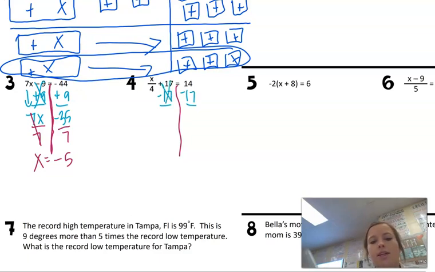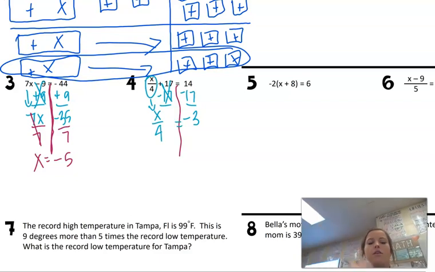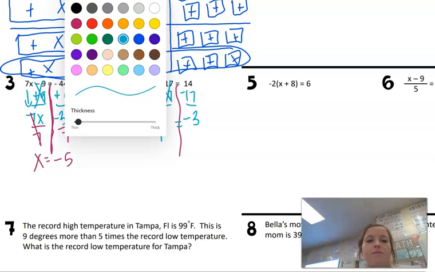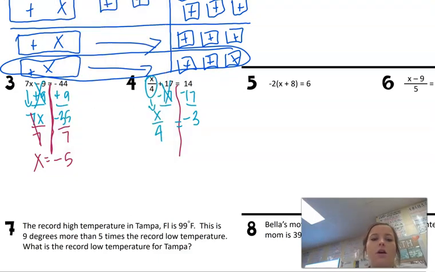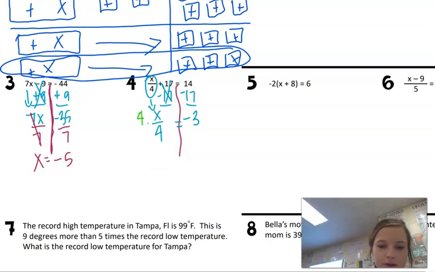Positive 17 minus 17 gives us 0. 14 minus 17 gives us negative 3. We bring down our x over 4 because we haven't done anything with it. So now we have x over 4 equals negative 3. So now we have to do the opposite. So the opposite of dividing by 4 is multiplying both sides by 4, or 4 over 1. That makes 1x. Negative 3 times 4 gives us negative 12.